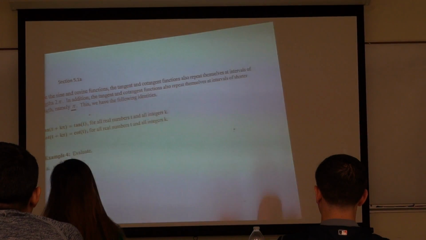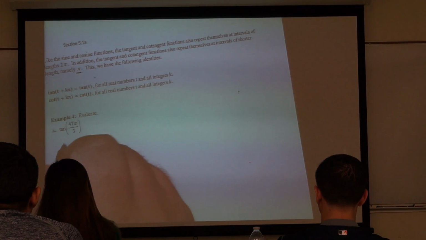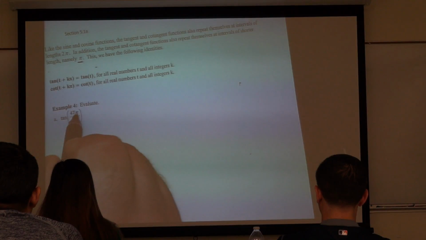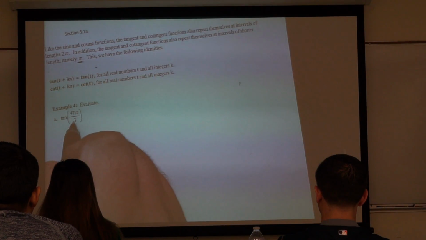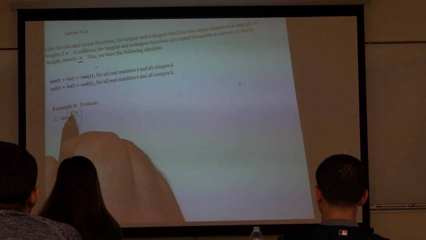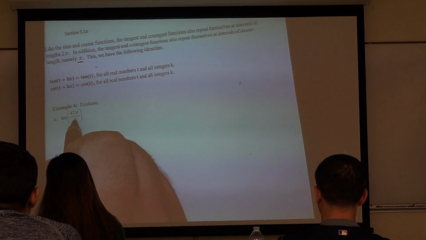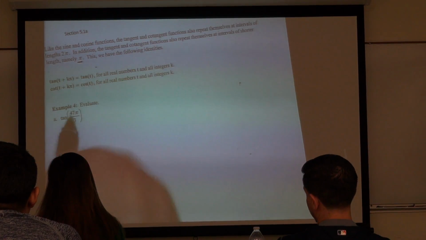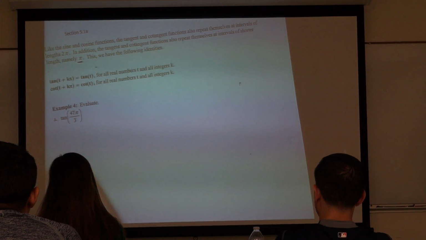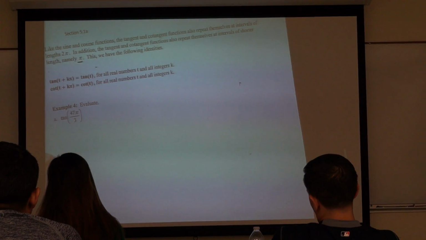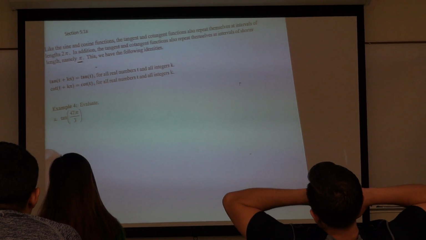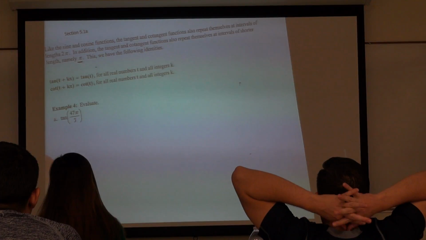How this can be applied. Look at this, it says evaluate tangent of 47 pi over 3. Of course, I know the reference angle is pi over 3. But I don't want to keep going around the unit circle 47 times to do 47 pi over 3. But I do know that the tangent can be cut by multiples of pi, right? So look what I'm going to do.